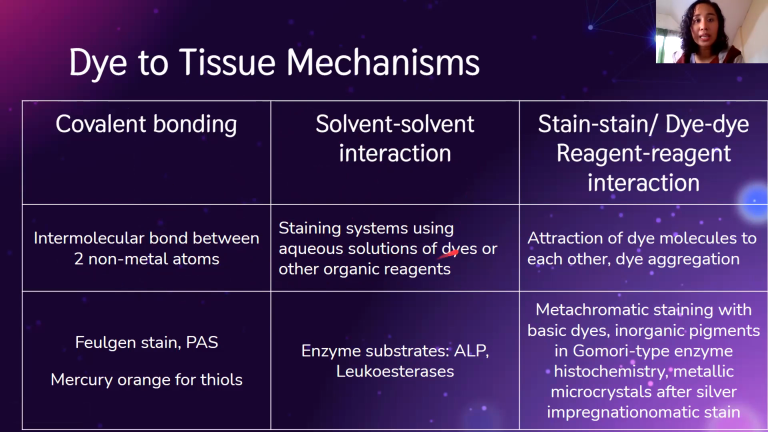Examples are alkaline phosphatases, leucoesterases, enzymes, substrates. We have stain or dye or reagent interaction, the attraction. So they tend to aggregate with one another. So, metachromatic staining, inorganic pigments in Gomori type enzyme histochemistry, and so on. Just to give you an overview of how your dyes are attracted to the tissue.